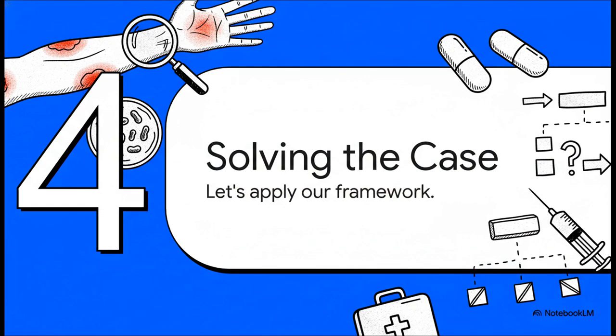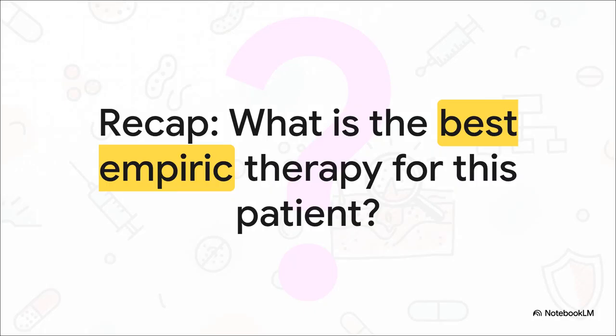Okay, it is time to bring it all together. Let's go back to our patient from the beginning and use this systematic approach to crack the case. Okay, so let's check back in on our patient. 44-year-old guy, warm, red leg, he has a fever, and that key phrase, no raised border. Now, let's run this through our three-step framework and see what we come up with.